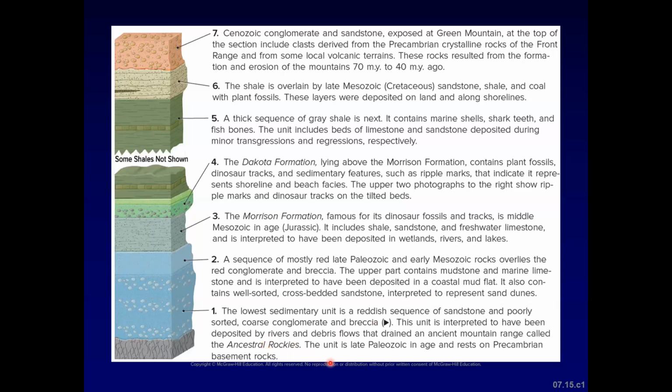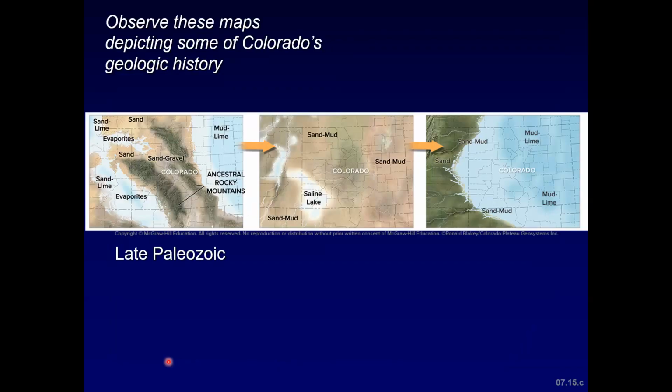In the lowest sedimentary unit, the oldest sedimentary unit is a sequence of sandstone and poorly sorted coarse conglomerate and breccia. It was deposited by rivers and debris flow drained from the ancient mountain range called the Ancestral Rockies. So that's resting on the oldest basement rocks that are granite and metamorphosed rocks as well. You can read it from bottom to top or top to bottom. Doesn't really matter. You just have to understand that the youngest is on top and the oldest is at the base in this one. We can also look at this depiction of Colorado's geologic history.